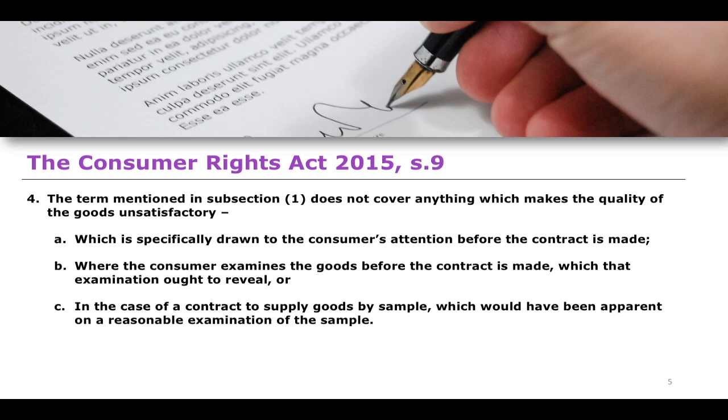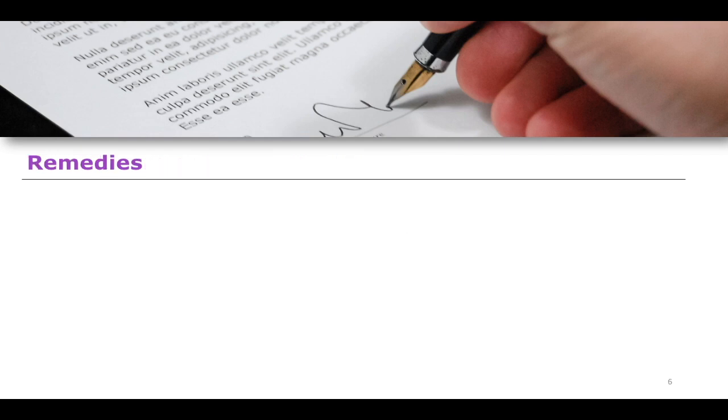So this is providing something of a limitation to what Section 9, subsection 1 actually implies into a contract supplying goods. It does not cover anything which makes the quality of the goods unsatisfactory. So that's one of the main areas in which the Consumer Rights Act from 2015 is able to imply into a contract terms relating to the quality of goods.